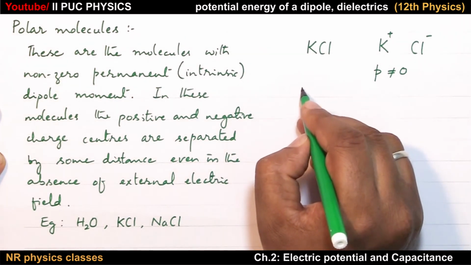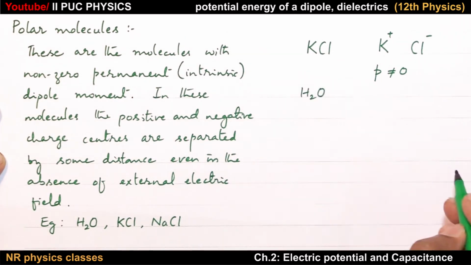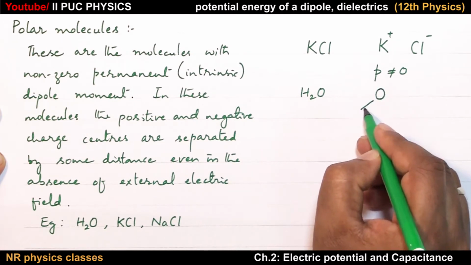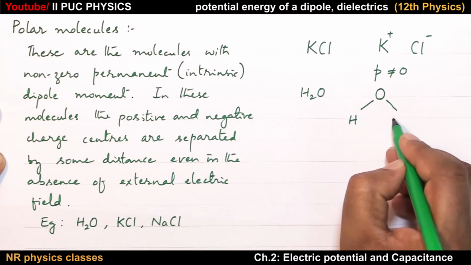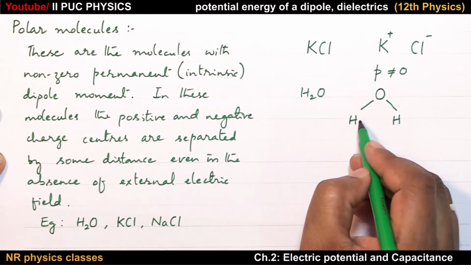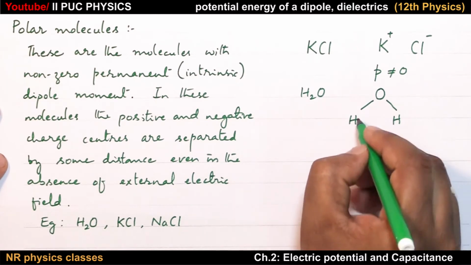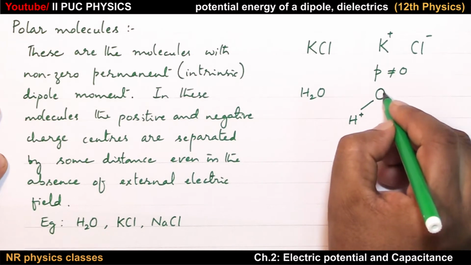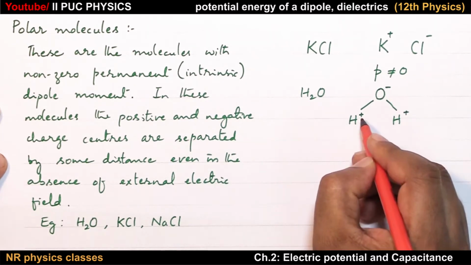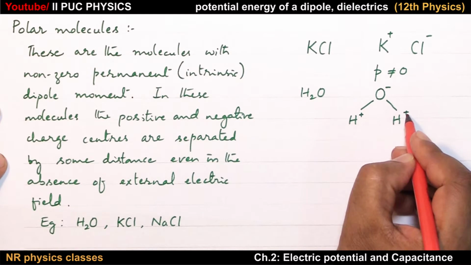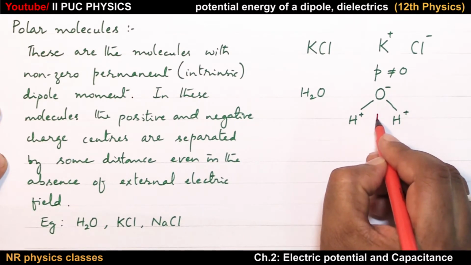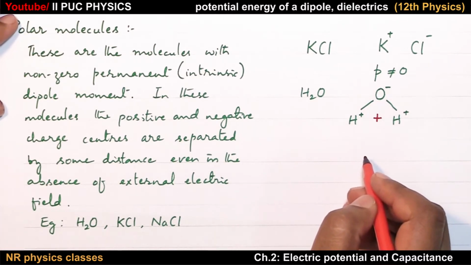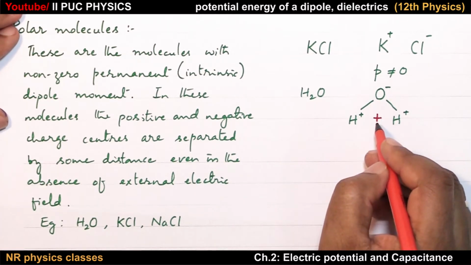Consider the water molecule H2O. This is O, oxygen. This is H. This is also H. We know that water is a non-linear molecule. This is H plus and this is O minus. These two positive charges have a center of positive charge.